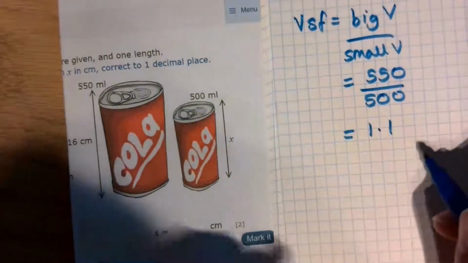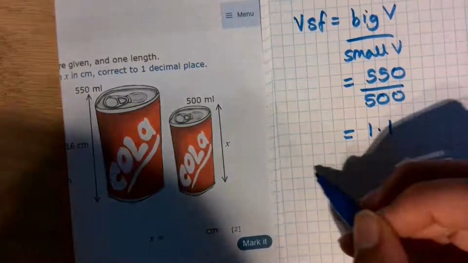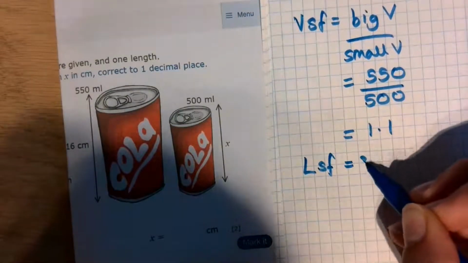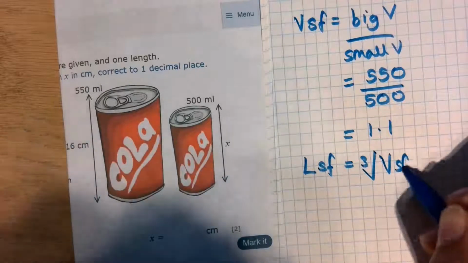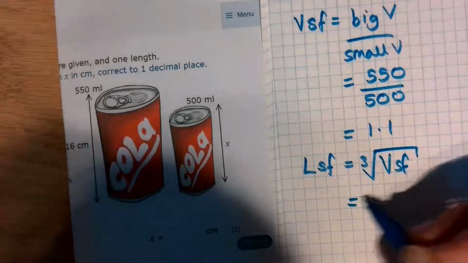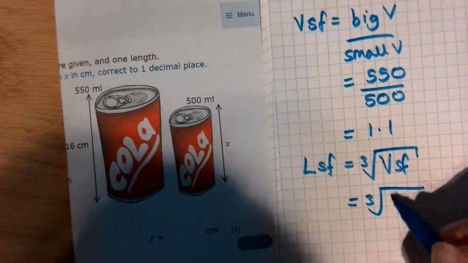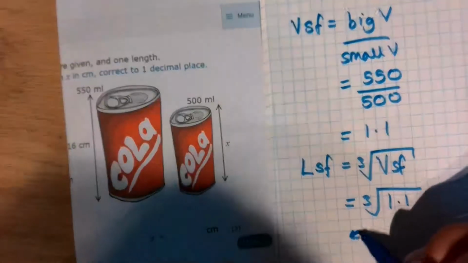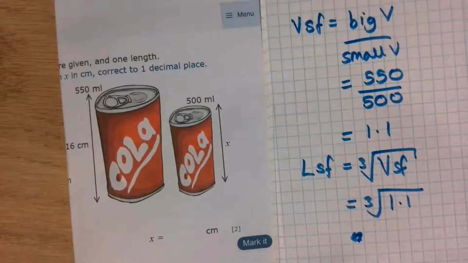So we don't want the length. We want to find out a missing length though. So we need the length scale factor. So the length scale factor is going to be the cube root of the volume scale factor, which means we're looking for the cube root of 1.1. This is not one you're expected to do in your head. In fact, I'm not even going to work it out because it's going to be a very long decimal.